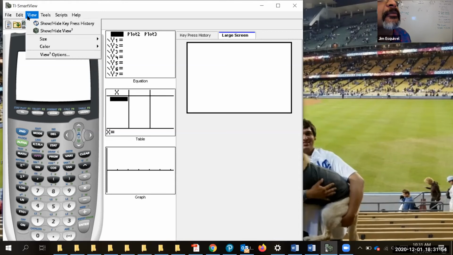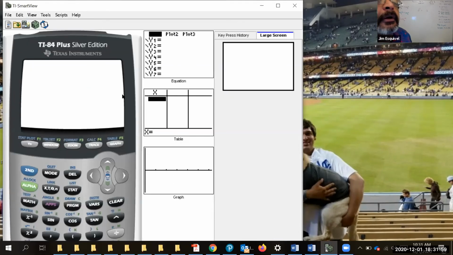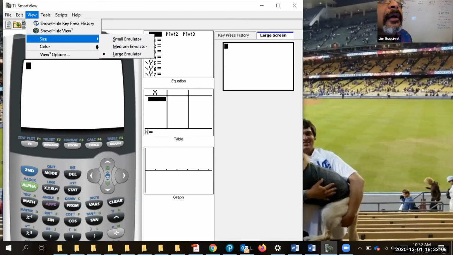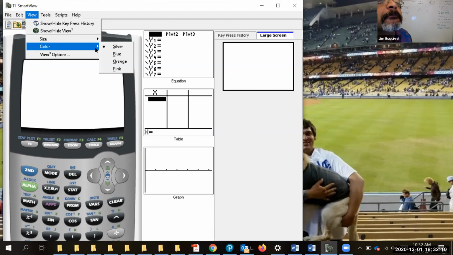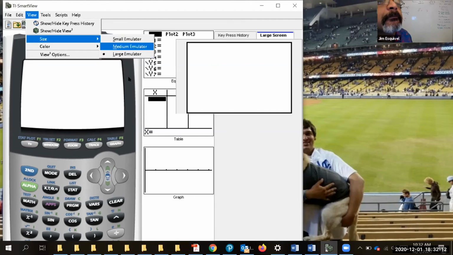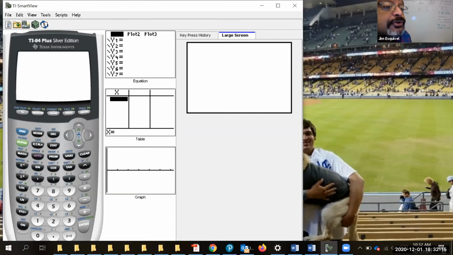Let me see if I can blow this up a little bit. And I don't think that's going to do us any good because now you can't see it. Never mind.